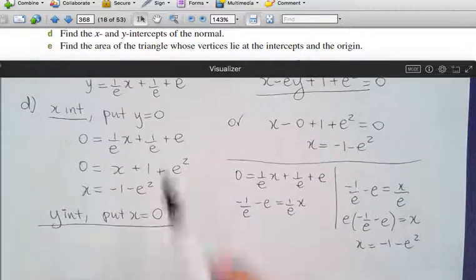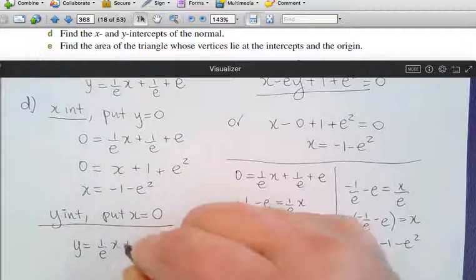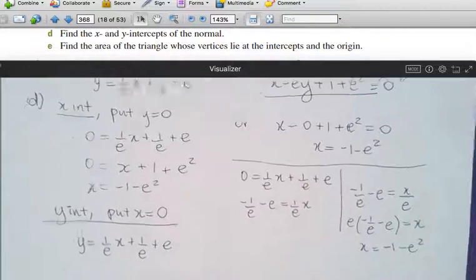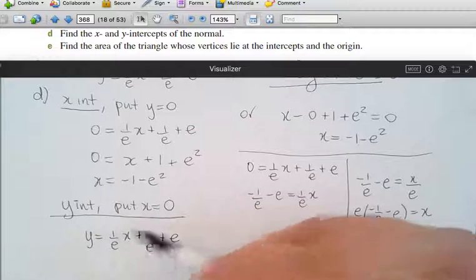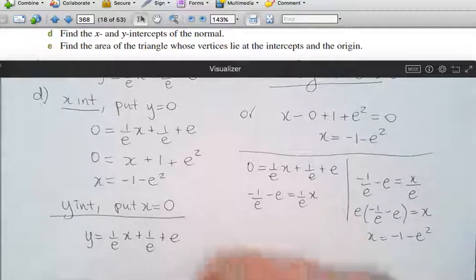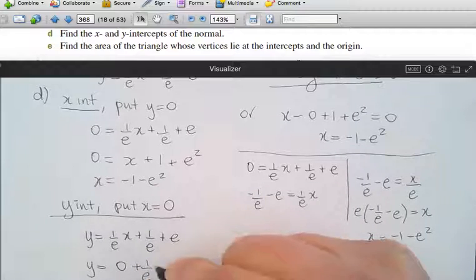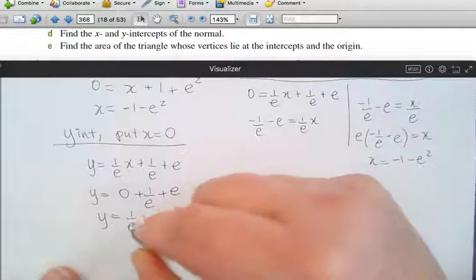Now, for y-intercept, put x is 0. See, y-intercept is really good with the y equals mx plus b format. That's when it's really easy to see your y-intercept. Put x is 0. I get y is 0 plus 1 on e plus e. So the y-intercept is just 1 on e plus e.